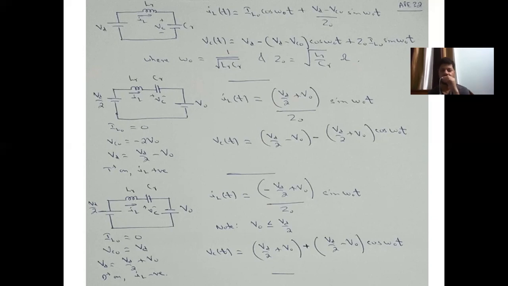So yesterday I had derived the equations. Today I'll show that we don't need to derive them again. We can simply obtain the equations that we had got on this circuit.